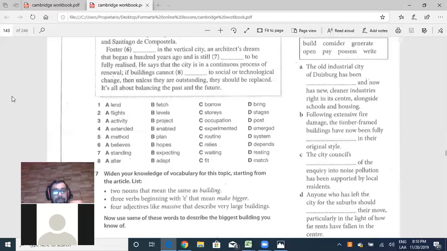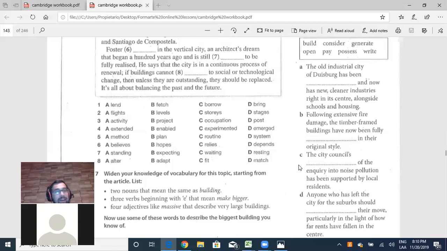I finished. Okay, let's check it right away. Which word did you put in letter A? Rebuild. Well, for that one it will be regenerated. Regenerated. In B, reopen. Well, for that one it will be rebuilt or reconstructed. So you can use those two over here.